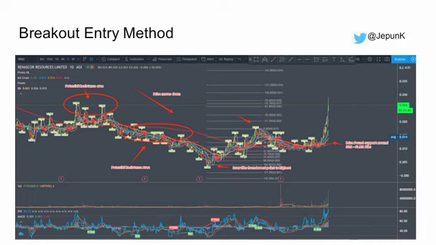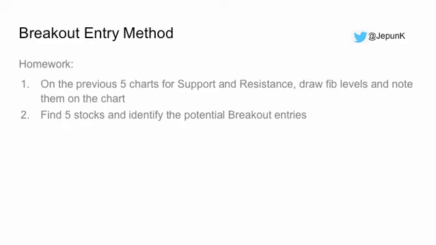So if you practice it more, you'll actually make some money using it. So what you can do, you can go and get some charts, look into TradingView, find support and resistance line, draw the Fibonacci levels, and note them on the chart. And you can also identify the potential breakout entries, because this will help you. So this is just another trading strategy because there are loads of them out there. So I hope this has helped many people that are trying to find their entry points, their exit points.